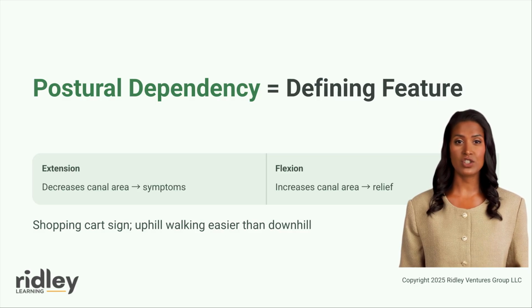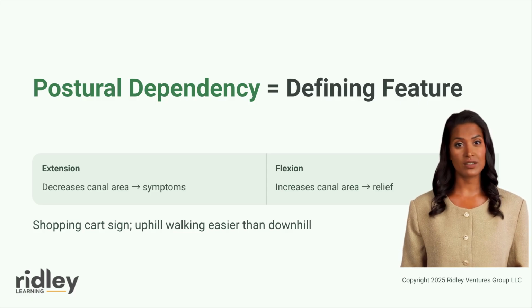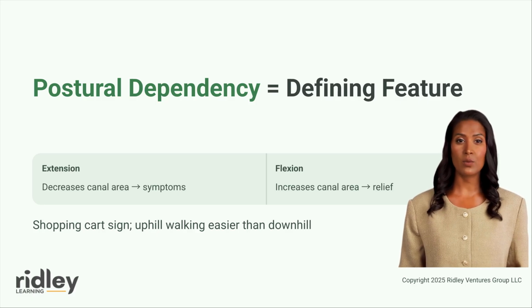This postural relationship explains several classic clinical observations that aid in diagnosis. The shopping cart sign describes the observation that patients with neurogenic claudication experience prolonged walking tolerance when pushing a shopping cart or walker, as leaning forward on these devices induces relative lumbar flexion. Patients often report spontaneously that they can walk much farther in the grocery store than on the street, or that they prefer using a cart, even when purchasing few items.